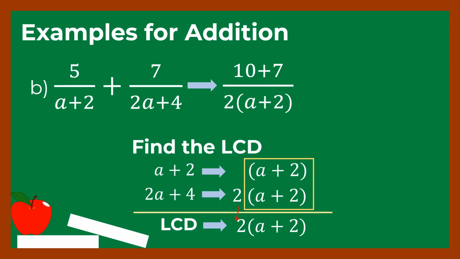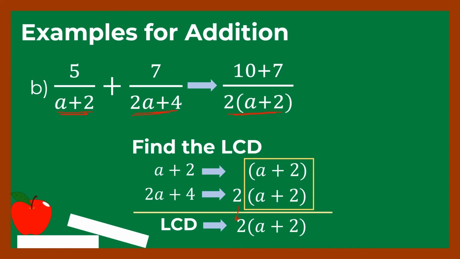So, saan nanggaling yung 10 at 7? Si 10, ang gagawin lang natin para makuha si 10 is we will divide the LCD by the denominator and we will multiply the numerator. So, you have 2 times the quantity of a plus 2 divided by a plus 2 times 5. So, we have 10. And then, 2 times the quantity of a plus 2 divided by 2a plus 4.